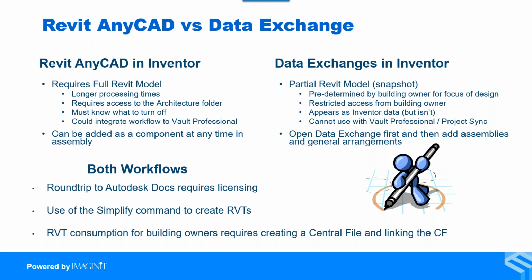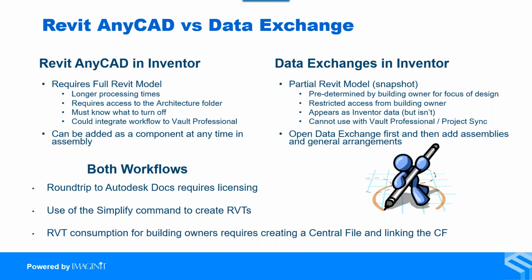Now, a data exchange being a little bit different here, and I really, really like this technology, is the fact that Brian can say, here's just a partial Revit model. The only thing you need to care about, I don't have to worry about what I need to turn on and off. I do get some restricted access from the building owner, so I don't have to see the entire architecture environment. And the downside with this is you can't use it with Vault Professional because the data sync has to connect to Docs. You can't bring a data exchange in from Vault. So you have to be connected to the Docs environment.